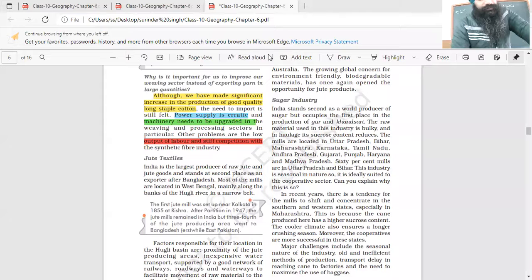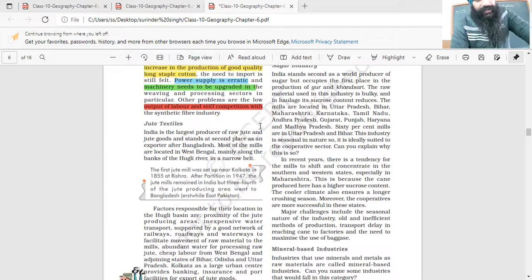Next, the jute industry. The jute industry is another important textile industry of India. It is an agro-based industry, and it stands next to cotton textiles in importance. India is one of the largest producers of raw jute and the second largest producer and exporter of jute products after Bangladesh, the leading exporter of jute in the world market, which is our nearest and strongest competitor in jute production. West Bengal is the major producer of jute in India.